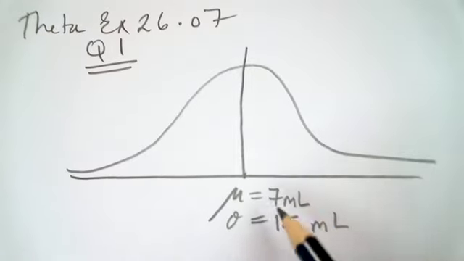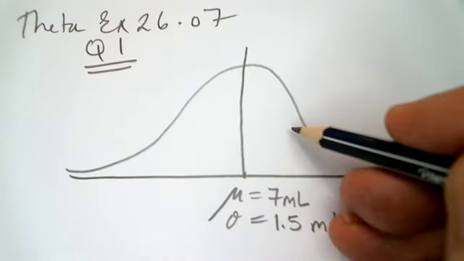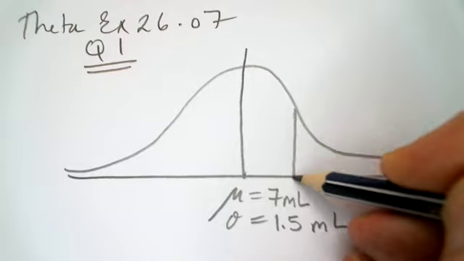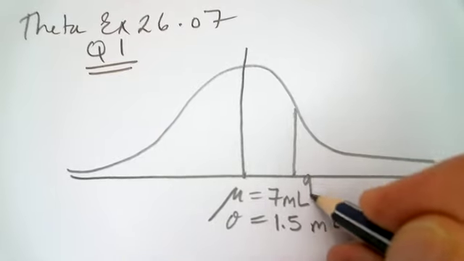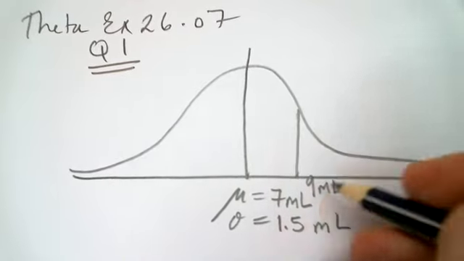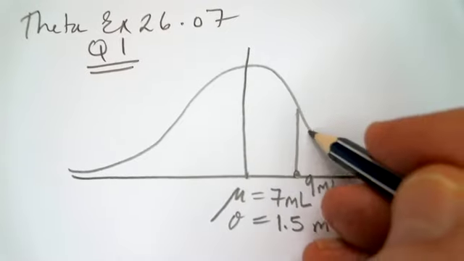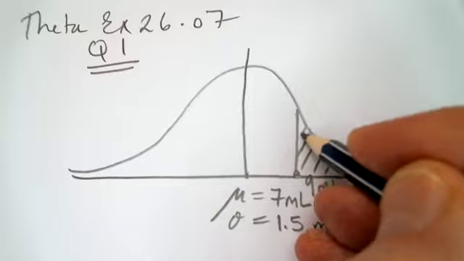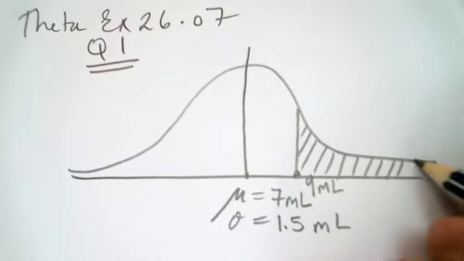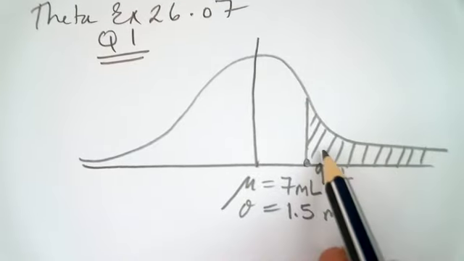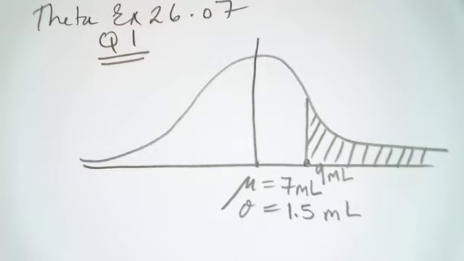So here's the mean at 7. We want to find out if more than 9, well, let's say that is 9 there. Let's say that's 9 milliliters. Yeah, this point here is 9. Well, we don't want 9, we want more than 9. Yes, so we want this bit here. So we want to find a way of calculating if more than 9 will come from the dispenser.